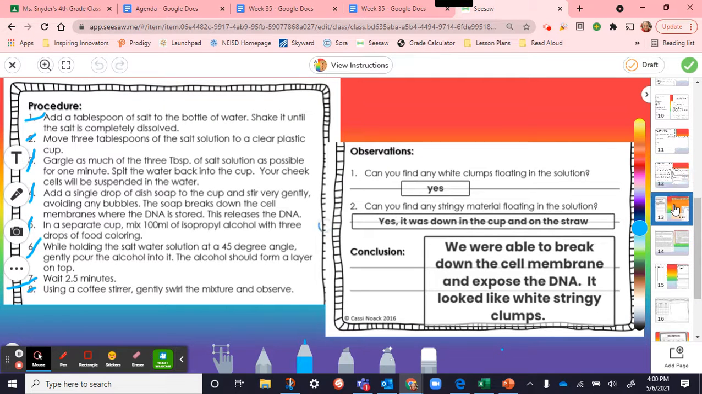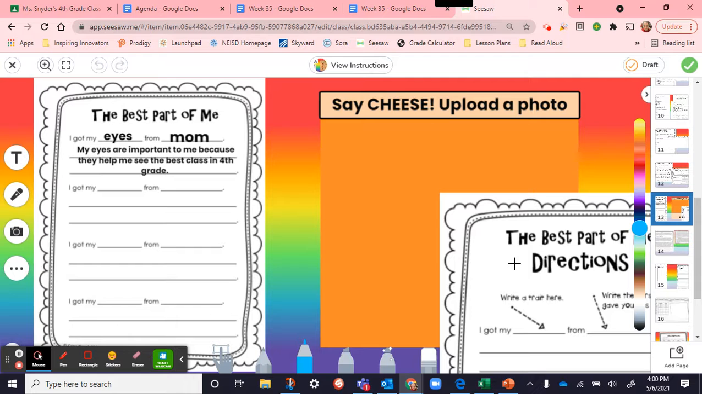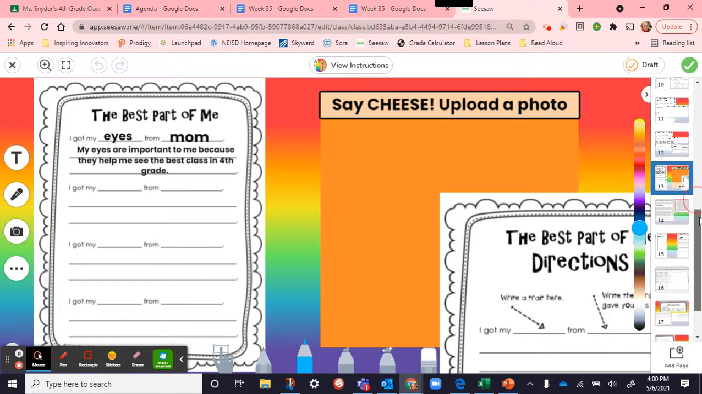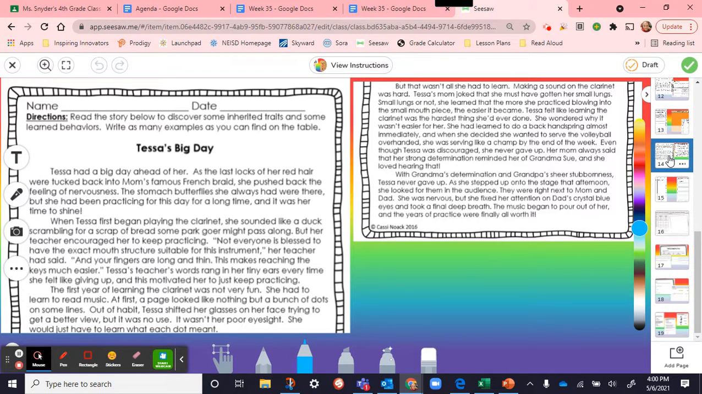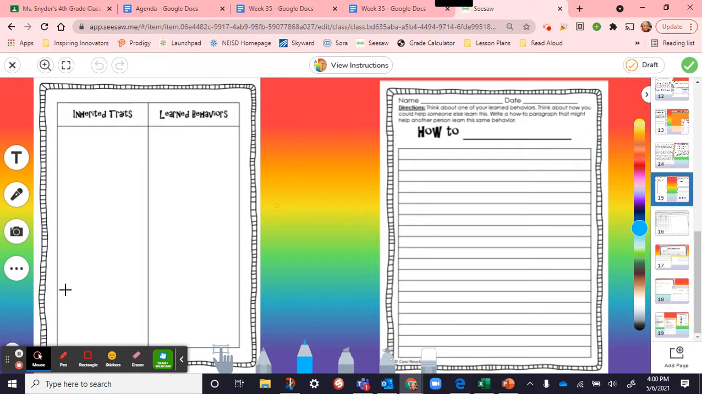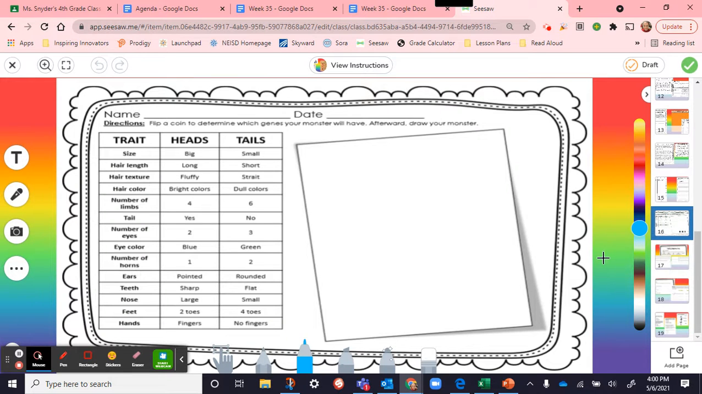Page 13, once you have read the directions, delete those. You're going to upload a photo of yourself and then talk about where you got those traits from. So thinking about your parents, we read about Tessa's big day. And on Tessa's big day, you're going to take that information that you read about and list some inherited traits and learned behaviors. Then your learned behavior where you're teaching someone how to do something. So a how-to paragraph that's going to help someone else learn how to do that as well. This we did with the different traits.